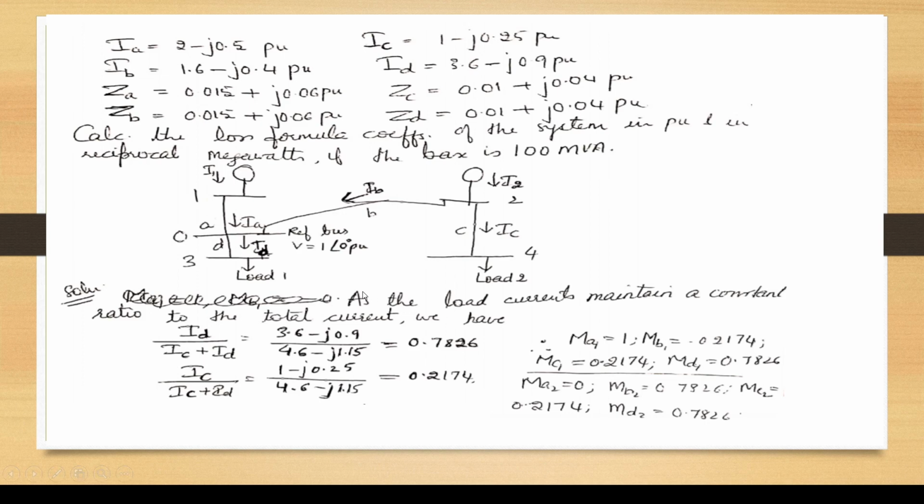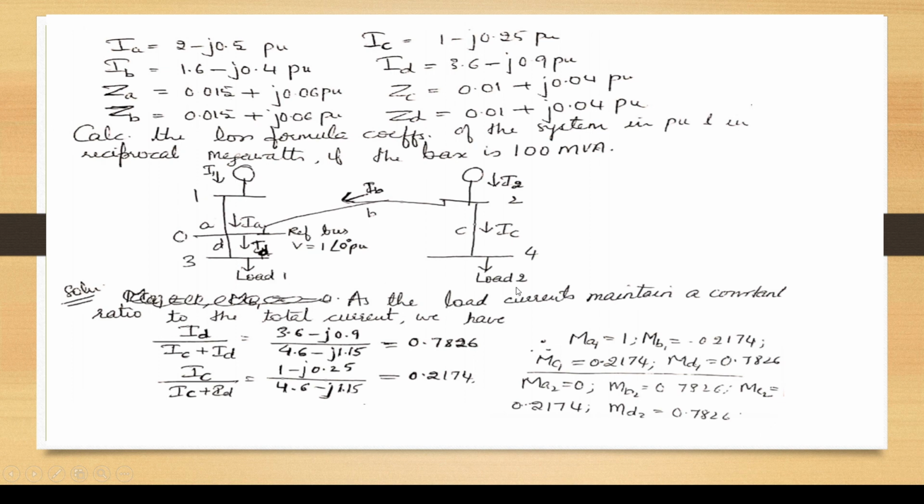Now impedance values are also given here: ZA, ZB, ZC, ZD. ZA is 0.015 plus j0.06 per unit. ZB is 0.015 plus j0.06 per unit. ZC is 0.01 plus j0.04 per unit. ZD is 0.01 plus j0.04 per unit. Calculate the loss formula coefficients of the system in per unit and in reciprocal megawatts if the base is 100 MVA. So these are the currents and the impedance values.